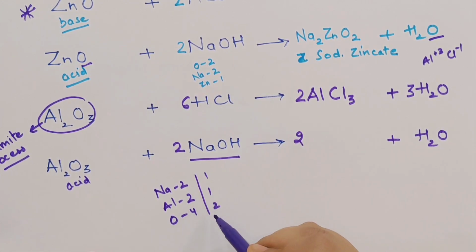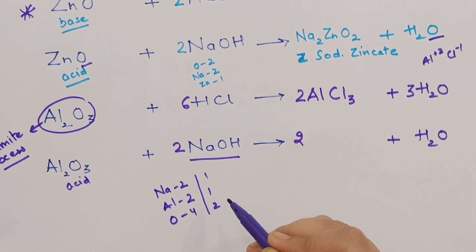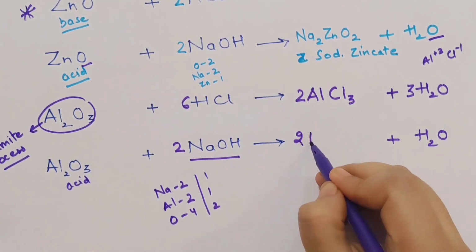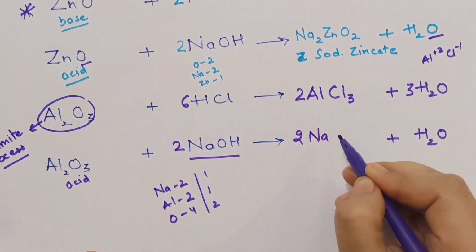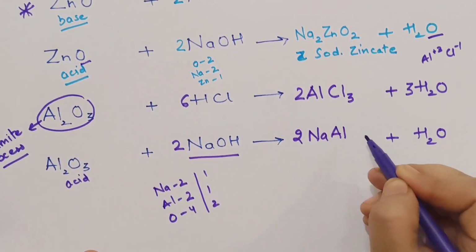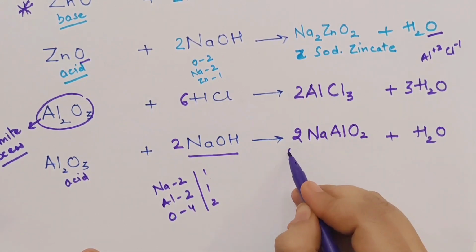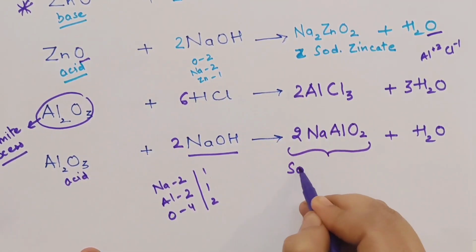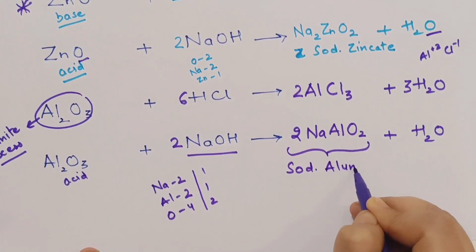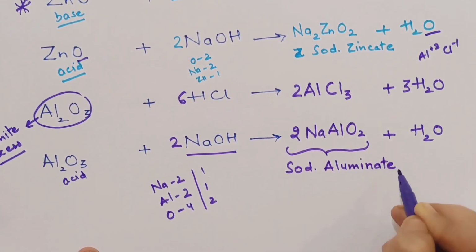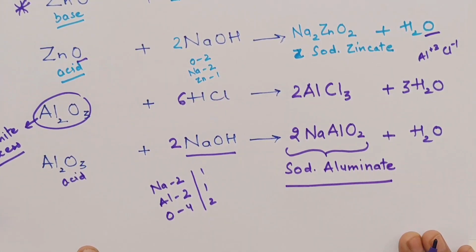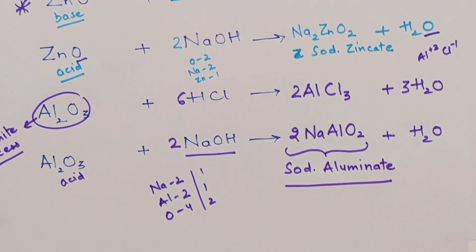Write these elements going from most metallic to least metallic. Again, we know sodium is the most metallic. Next is your aluminium and then next is your oxygen, which is basically a non-metal. So here is the formula for sodium aluminate. I hope this method of writing the formula of compounds has helped.